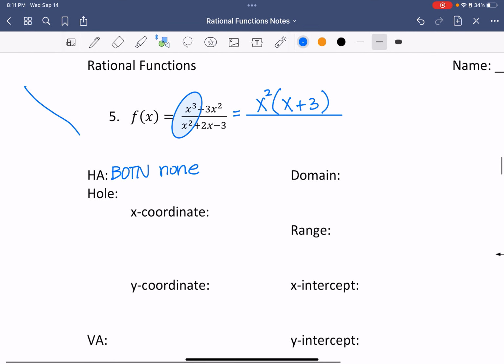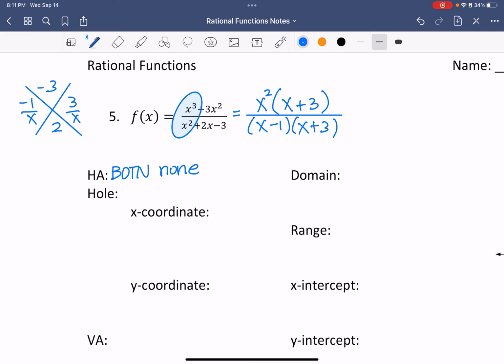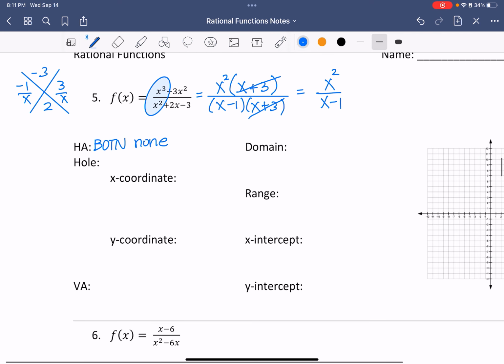Okay, so what two numbers multiply to -3 and add up to +2? Okay, those two numbers are -1 and 3. So I'm going to write those here. X minus 1 times x plus 3. Notice that x plus 3 cancels out, leaving you with x squared over x minus 1. So for the hole, on the x coordinate, whatever you canceled out, which was x plus 3, you set it equal to 0 and solve for x. You get x equals -3.